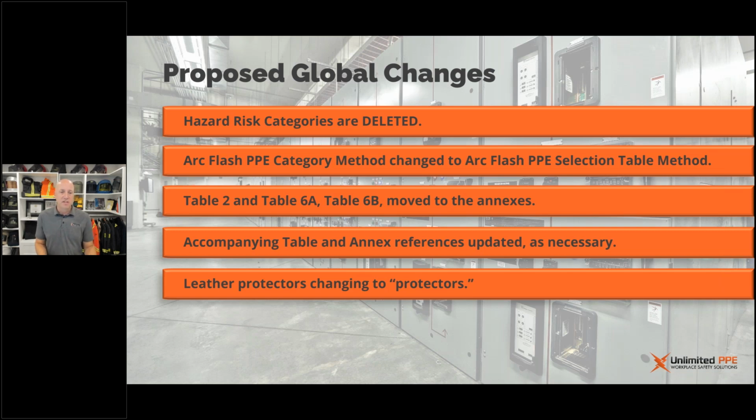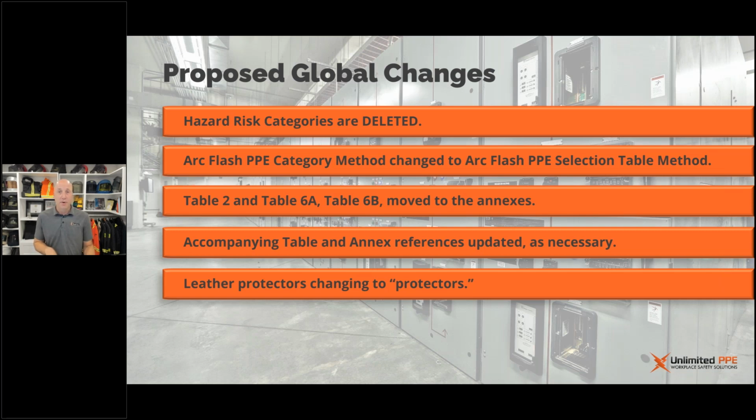The biggest one here is that the hazard risk categories are deleted. Here I just talked about different table selection methods based on categories, and I'm going to throw a curveball at you. For 2024, the term category has been globally removed, and we've improved upon the process, and I'll explain that. So the arc flash PPE category method will be changed to the arc flash PPE selection table method.